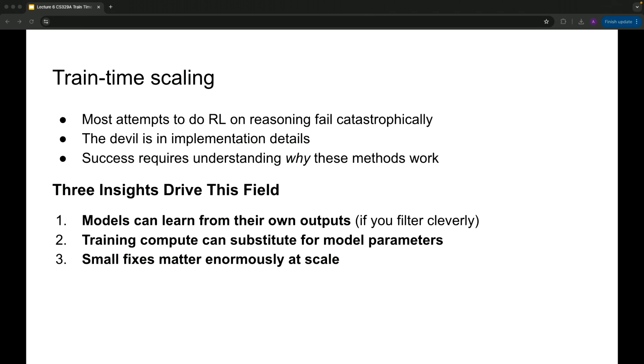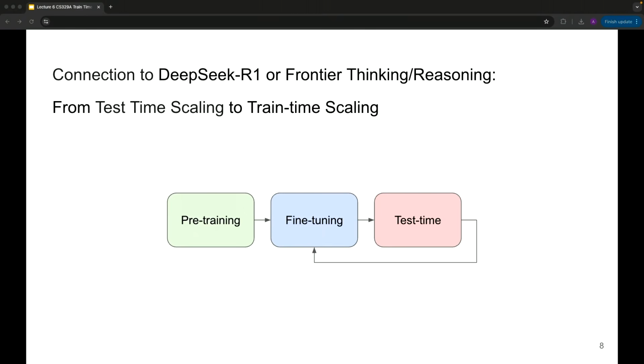And the third point is that when you're doing reinforcement learning as opposed to supervised learning, you have to be really careful about details of the implementation, because as you scale up those algorithms, small fixes can be extremely important. The three paradigms that I'm talking about here are pre-training, which is basically training the model on the internet, that we talked about in the first lecture, and we're not covering in much detail.